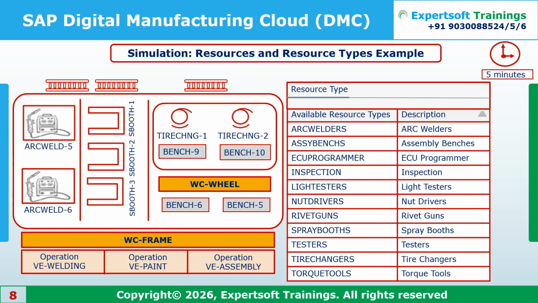Okay, resources and the resource type example. As I mentioned, these are nothing but the resource types and the description. So whatever is the machine or whatever is the thing that will be used for the production, that is the resource type. So as you can see, arc welder, assembly, and then inspection, lighters, light testers, and so on.